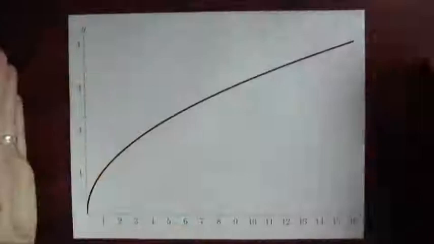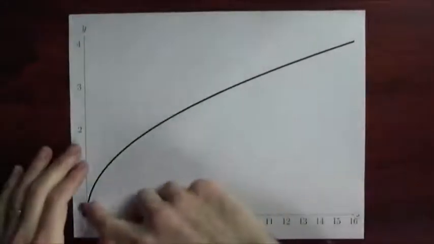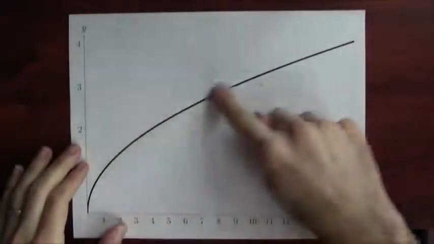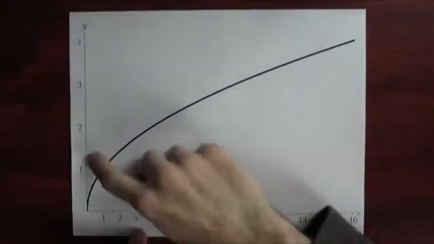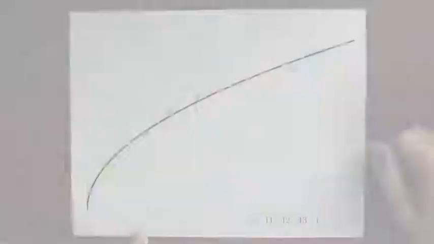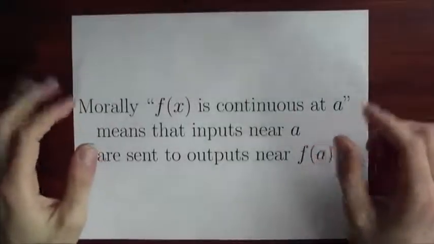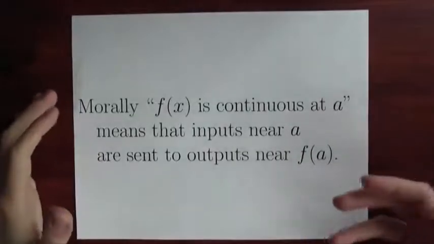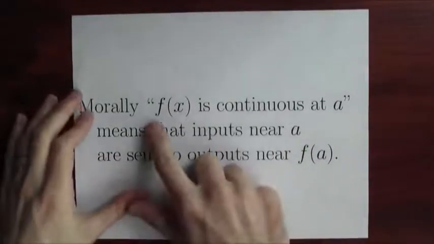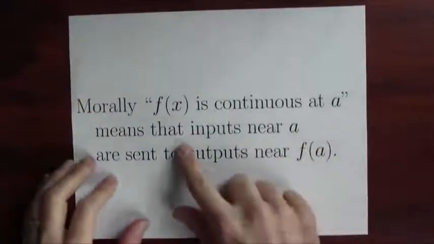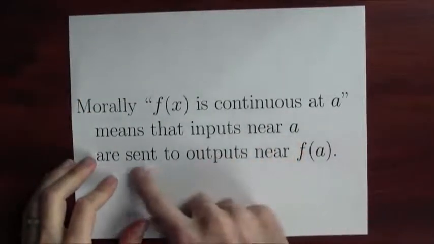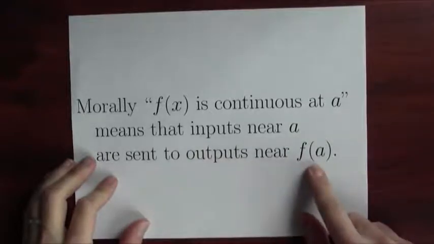But what does the graph of the square root function look like? This is what the graph of the square root function looks like. It looks continuous. It's one nice curve. In particular, nearby inputs give rise to nearby outputs. Let's try to capture the concept of continuity a bit more precisely than just a picture on the graph. Here's sort of a moral definition of what I mean when I say f(x) is continuous at a. So morally, I mean that inputs near a are being sent to outputs near f(a).